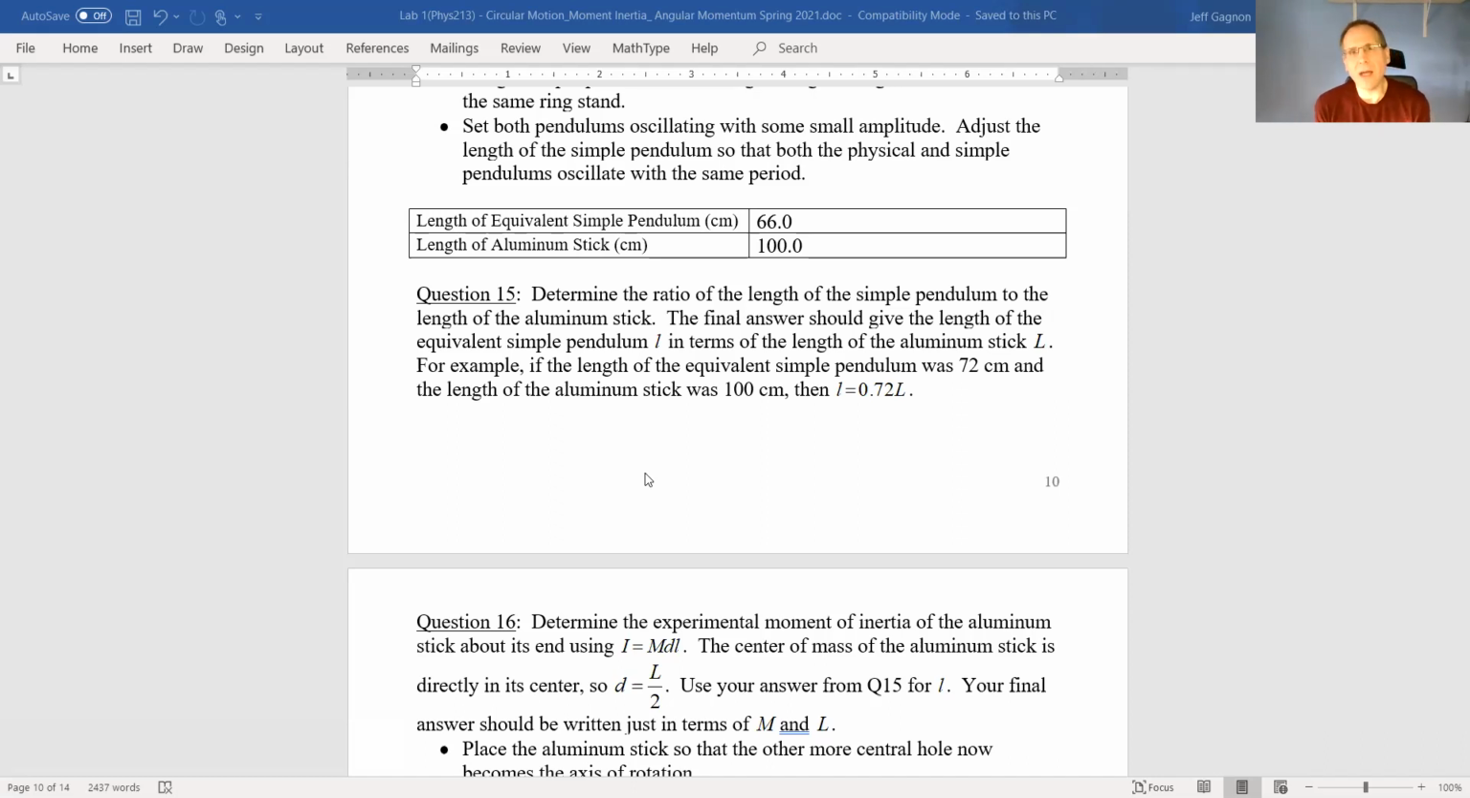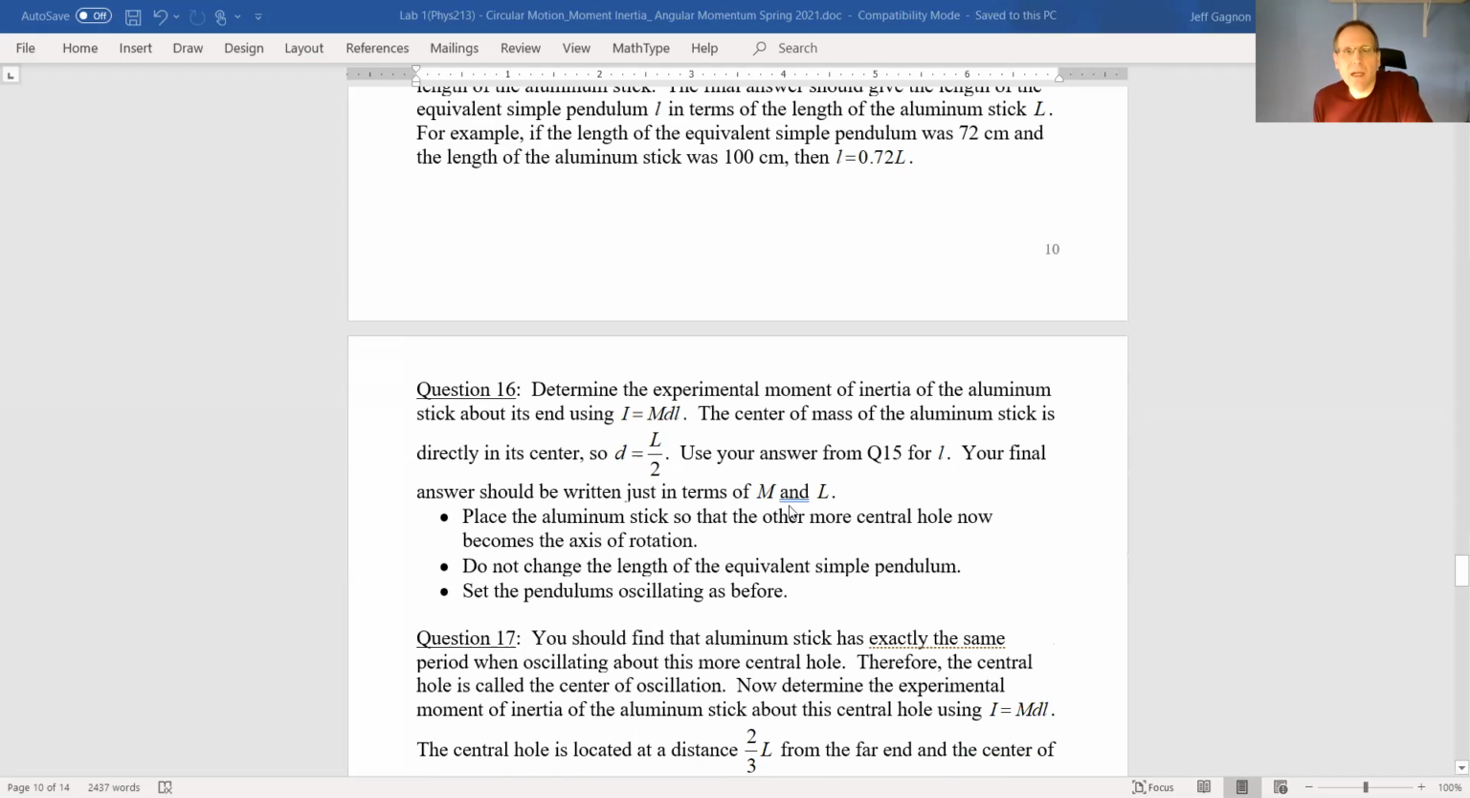Because you can think of it as the ratio of little l over large L being equal to 72 over 100. So little l is ultimately going to be 0.72 times big L. In our case, instead of 0.72, what do you think you're going to use? It should be 0.66. So you want to come up with that equation for the length of the equivalent simple pendulum.